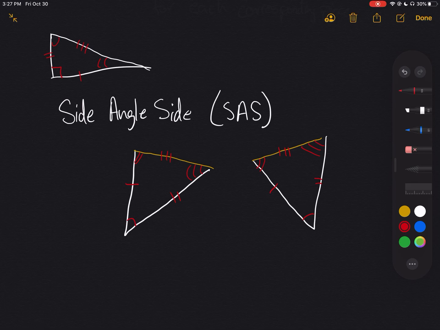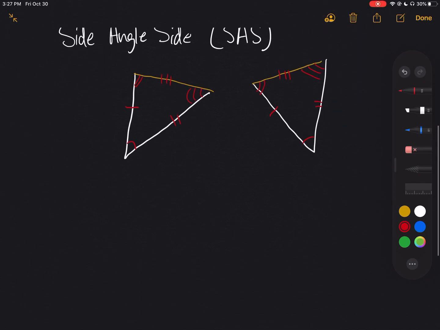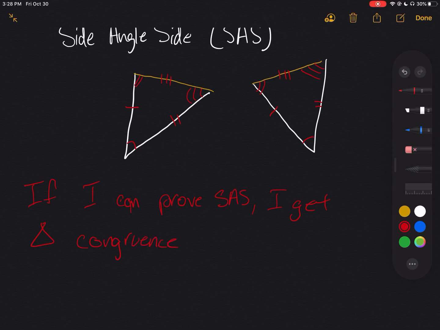So if I can prove side angle side, I get triangle congruence. Right, so this is going to save us some time and maybe a little bit of pain. Okay, so let's look at an example of using side angle side to prove congruence.